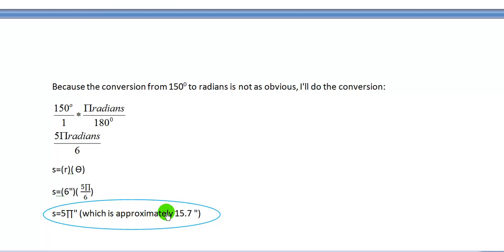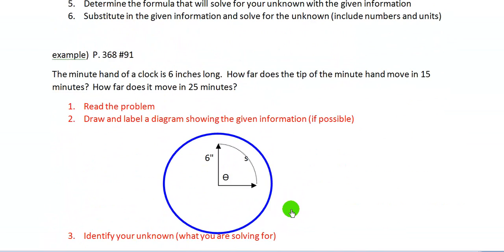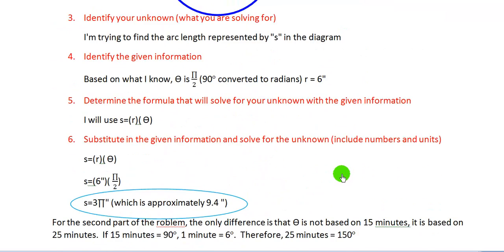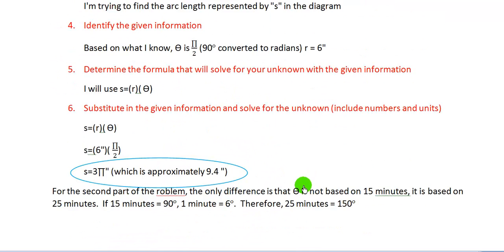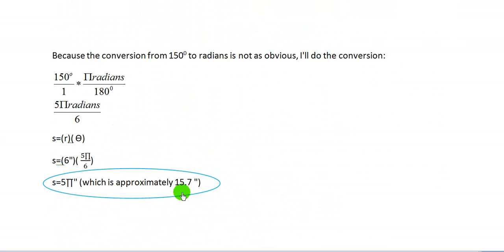That means, going back to the original problem, that in 15 minutes, the tip of the minute hand is going to move 9.4 inches approximately. And I didn't draw it, but if you had the minute hand down here, which would be at 25 minutes, the tip of the hand in 25 minutes will have moved approximately 15.7 inches.